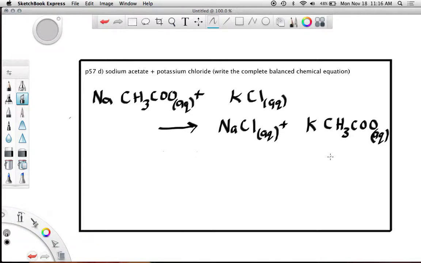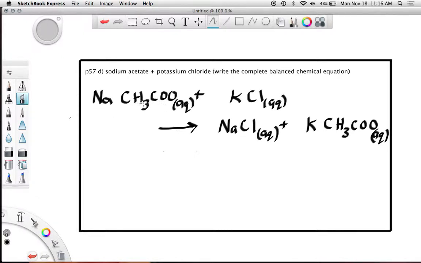Which leads me to a question. Did anything actually happen here? No. No, and the reason why, and this is where going back to the last test, and we'll see this a little bit in our labs going forward, it's called the total and net ionic equation.